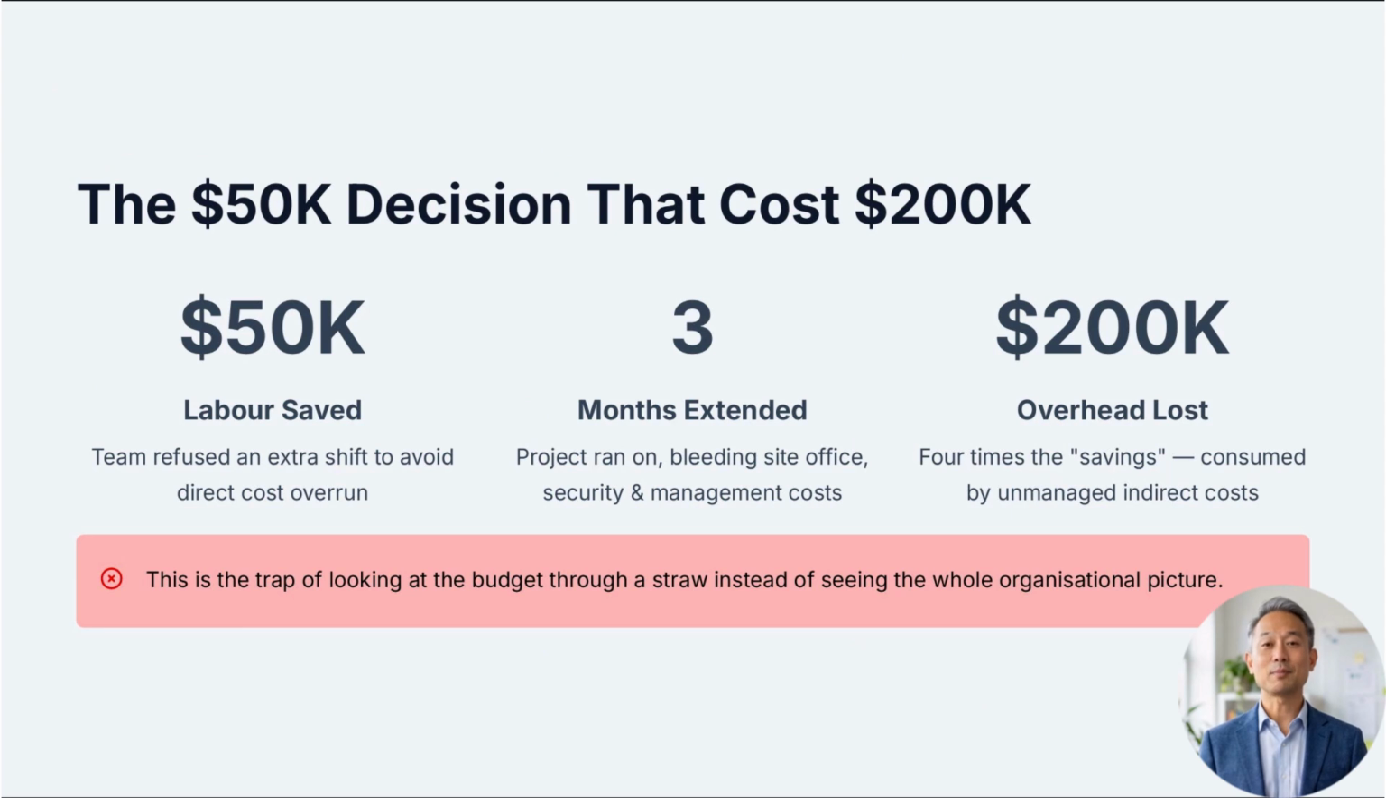I once saw a team refuse to pay for an extra shift of labor because it was too expensive in their direct cost budget. By saving that $50,000 in labor, they ended up extending the project by 3 months. During those 3 months, the project overhead for the site office, security, and management salaries cost the company $200,000. They saved $50,000 in direct costs, but lost 4 times that amount in unmanaged overhead. This is the trap of looking at the budget through a straw instead of seeing the whole organizational picture.